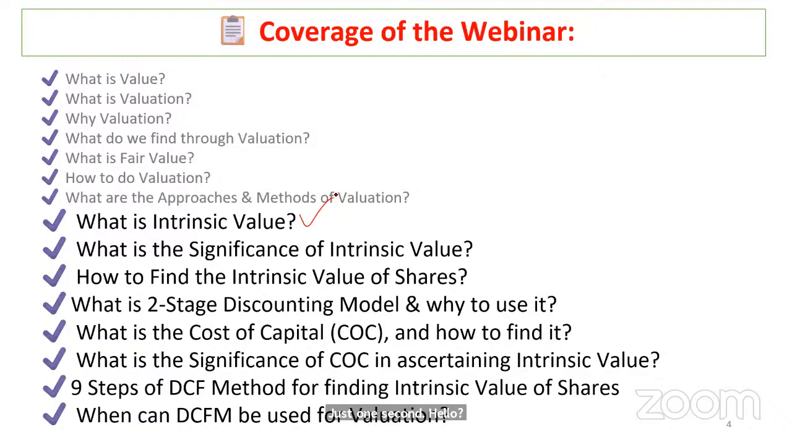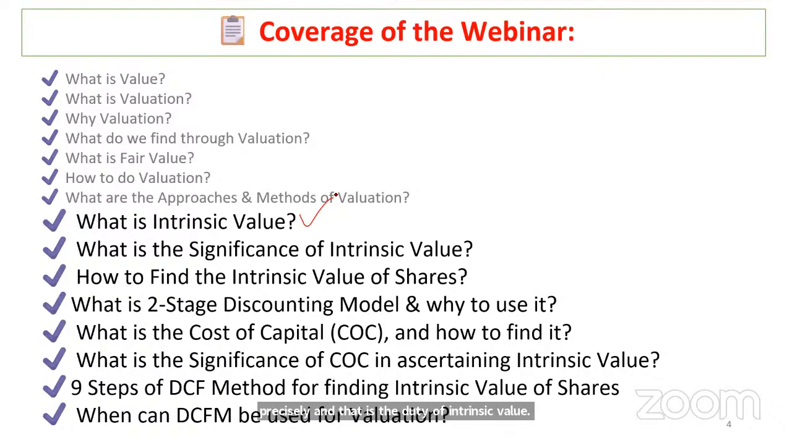So the total of all the present values for all the future cash flows is your intrinsic value. So let me repeat it once again. What is intrinsic value? Intrinsic value is the total of the present value of all the future cash flows. And this you can calculate precisely. And that is the beauty of intrinsic value.